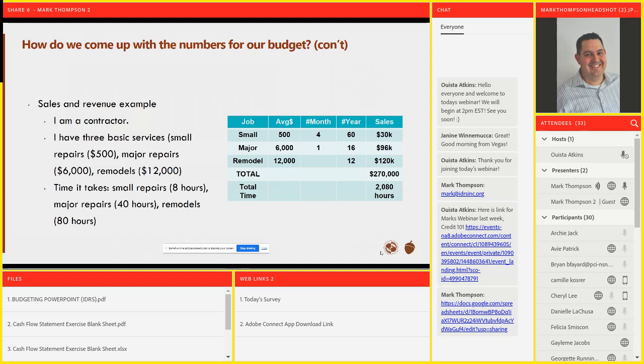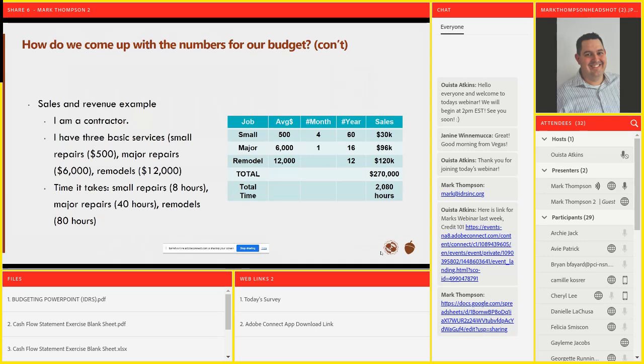Well, if you divide that by 12, that's 5. Okay, so instead of 4 there, pretend I have 5. The number per year for the major remodels is 16. That's approximately 1.5, right? Obviously, 1.5 would be 18. It's about 1.5. And the number per year for the remodel is 12, that would be 1.